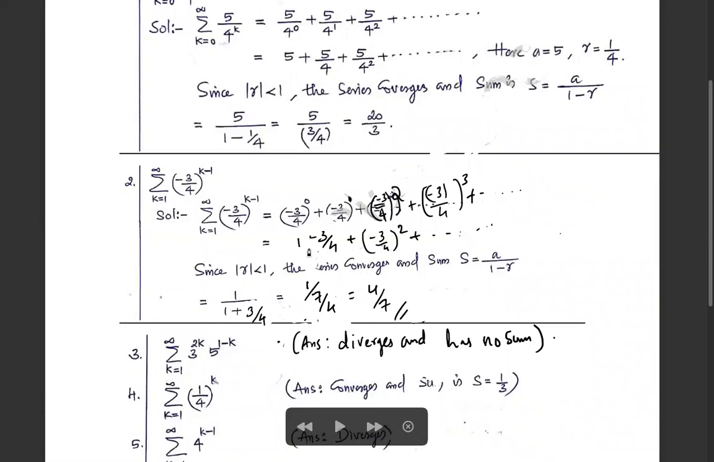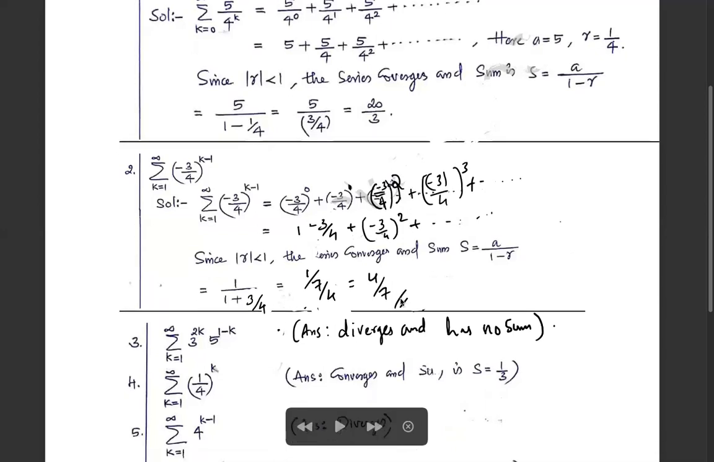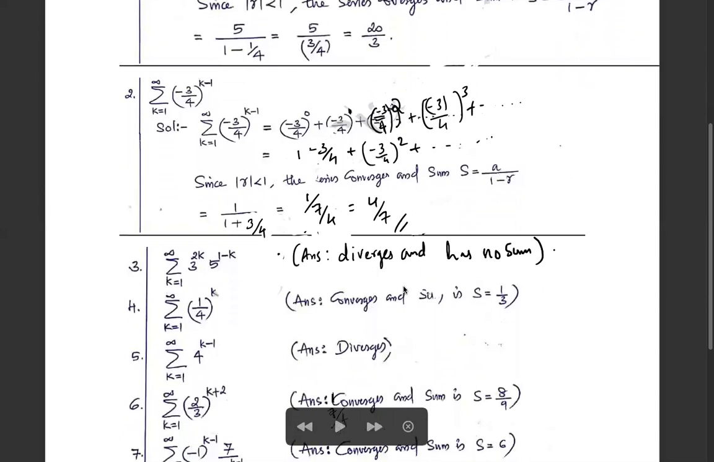R is equal to minus 3 by 4. Modulus of R is 3 by 4, which is less than 1. The series is convergent and converges to A by 1 minus R, which is 1 by 1 minus minus 3 by 4, since R is equal to minus 3 by 4. So 1 by 1 plus 3 by 4, which is 1 by 7 by 4, equal to 4 by 7. The series is convergent and converges to 4 by 7.